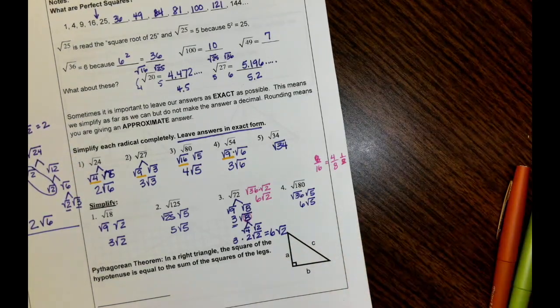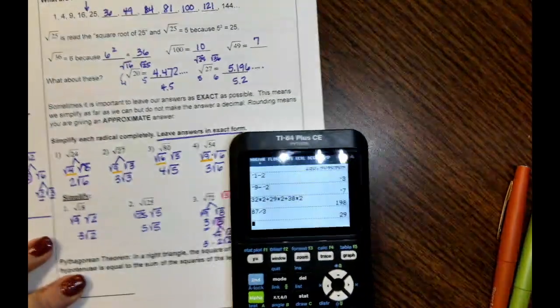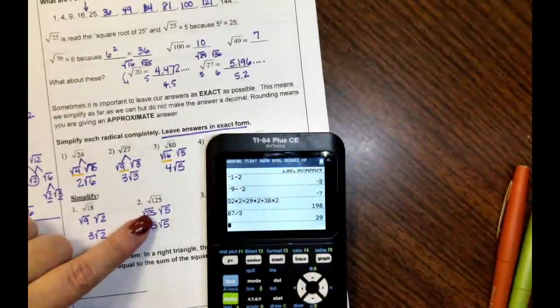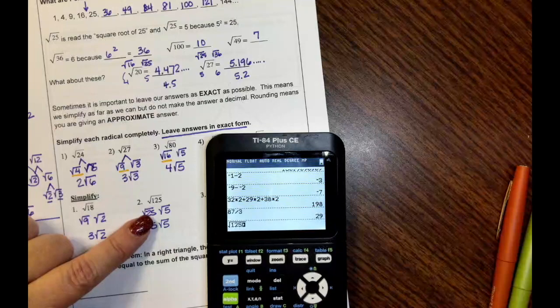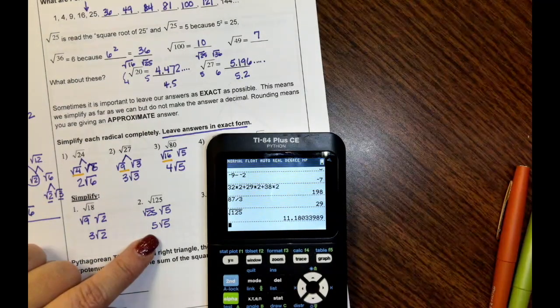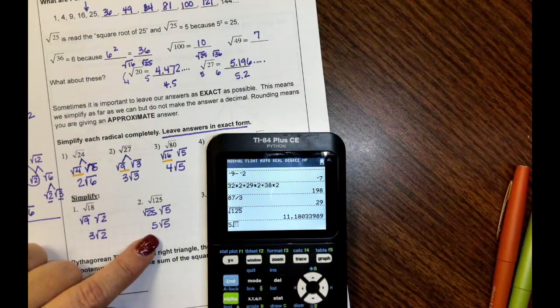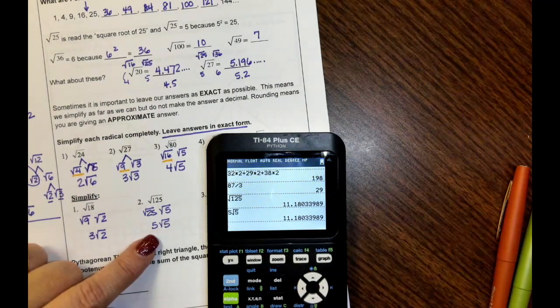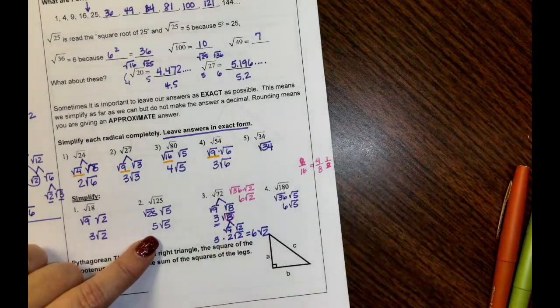So if you notice, say this one right here, the square root of 125. The square root of 125 is approximately 11.2. Just to do a quick double check, 5 times the square root of 5 is also, see, they're the same. All we did was simplify it, just like we do when we reduce fractions.